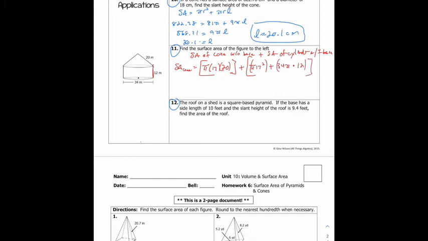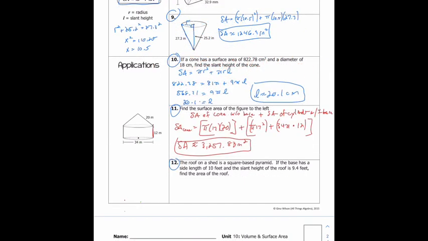And so that is the surface area of the cone without the base, and that is the surface area of the cylinder with one base. If it was two bases, I would add a 2 here, but only one base. So when we put that together, it's going to give us approximately 3,257.83 meters squared. That's the surface area of the total. And yeah, all's well. For number 12, we're looking for the roof on a shed.